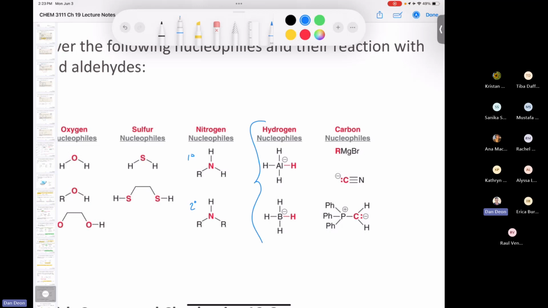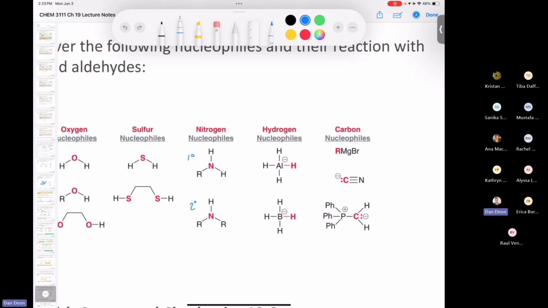If you're looking at these and going, well, I already know LAH and I know sodium borohydride, you're right, you do, but we're going to revisit them a little bit. If you're looking at this and saying, I thought I knew the Grignard already, you do. We're going to, again, revisit it a tiny bit. Cyanide is a nucleophile. We'll talk about that.